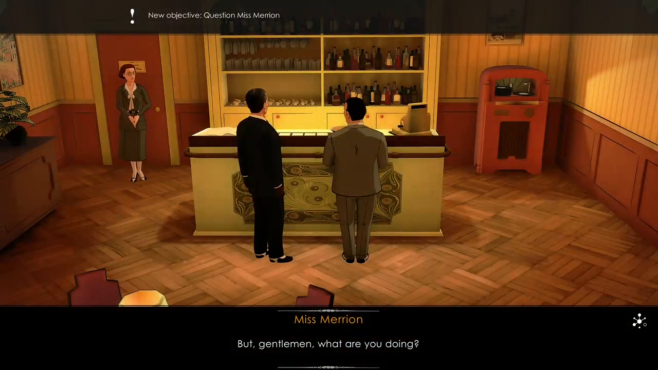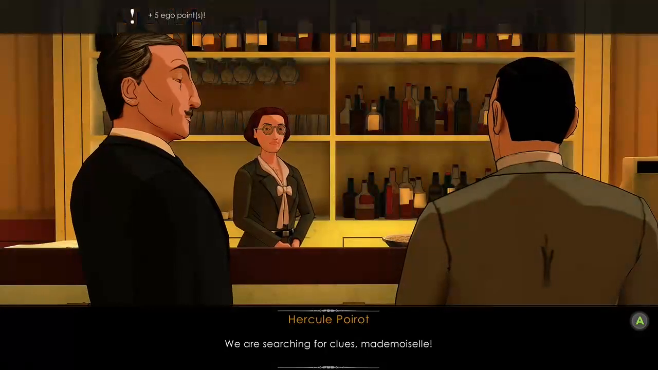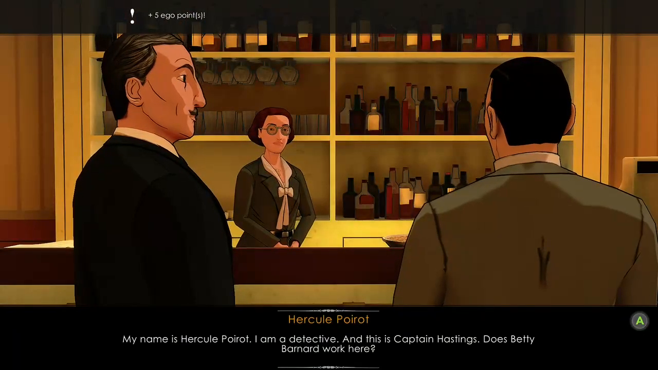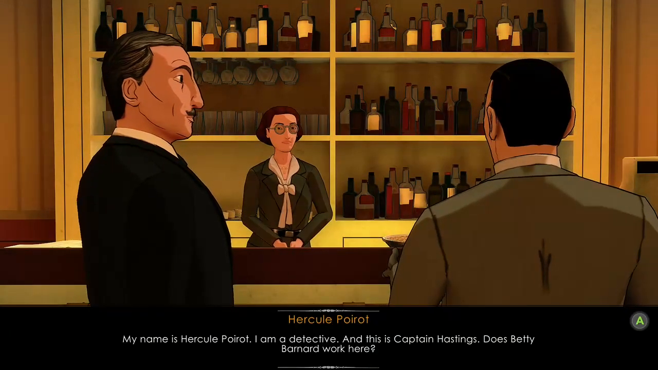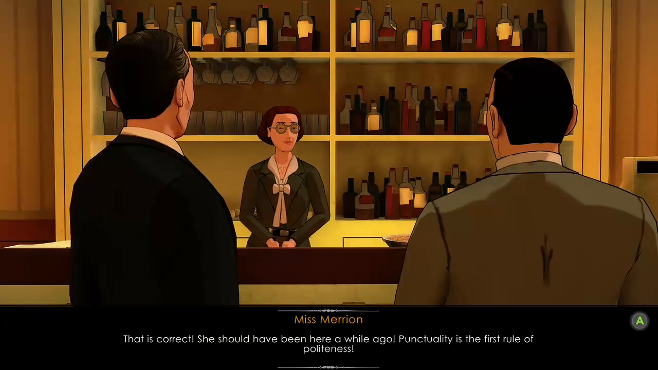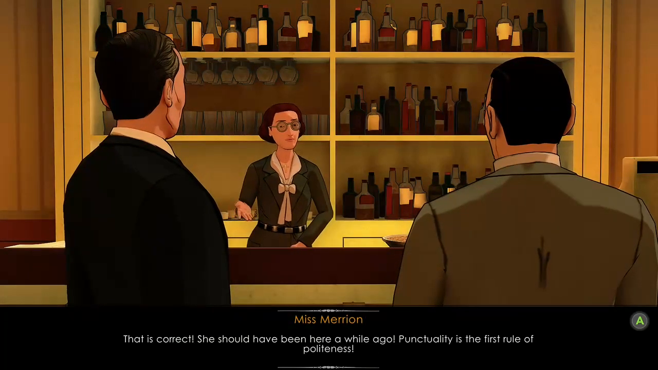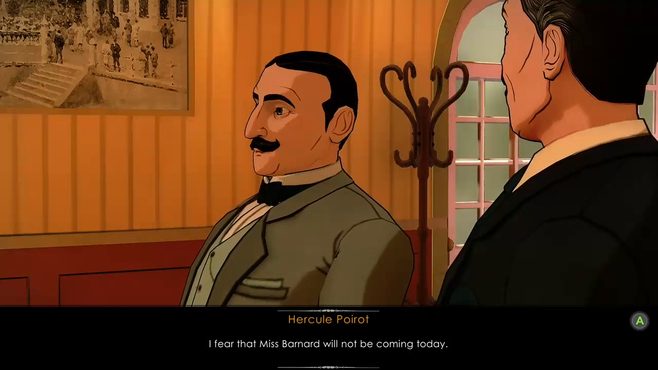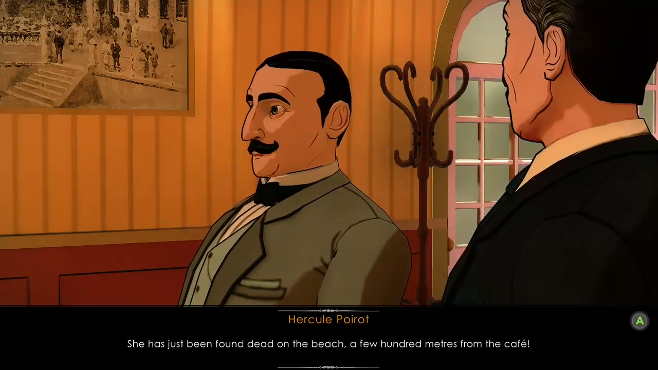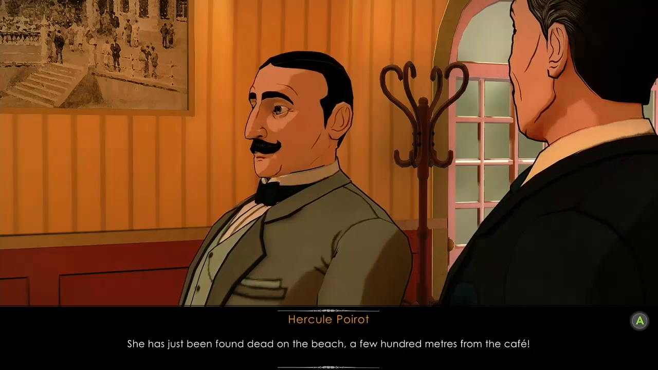What? Gentlemen, what are you doing? Sorry. We are searching for clues, mademoiselle. My name is Hercule Poirot. I am a detective, and this is Captain Hastings. Does Betty Barnard work here? That is correct. She should have been here a while ago. I fear that Miss Barnard will not be coming today. She has just been found, dead, on the beach a few hundred meters from the cafe.